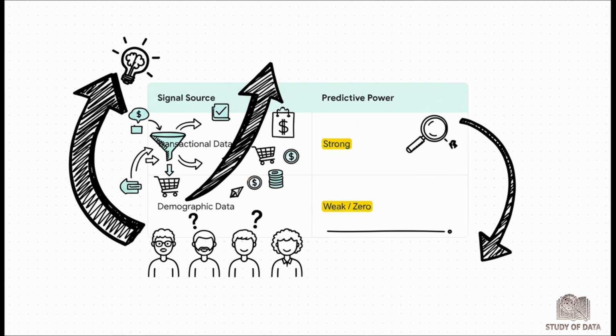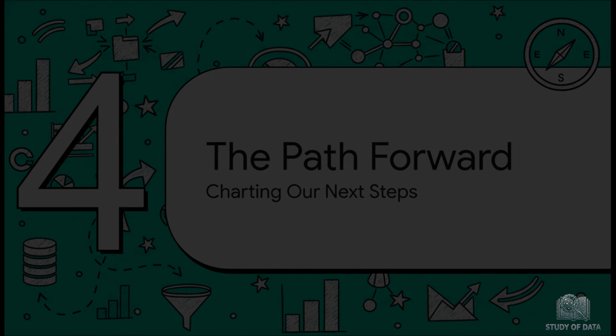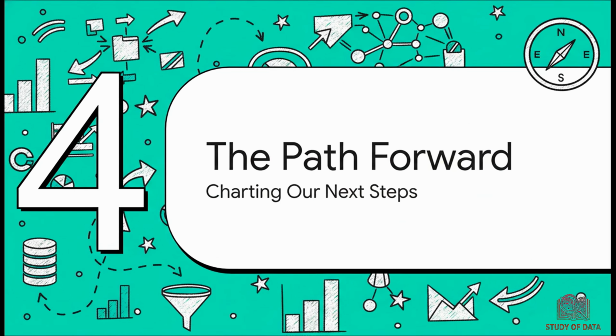So this table pretty much sums up our investigation so far. And it's a story of stark contrast. Transactional data, what people do, is an incredibly strong predictor, but demographic data, who people are, has almost zero predictive power. This one discovery is the entire justification for building our hybrid model. So this brings us to our final section. Let's pull all of these findings together and map out where we're going next.